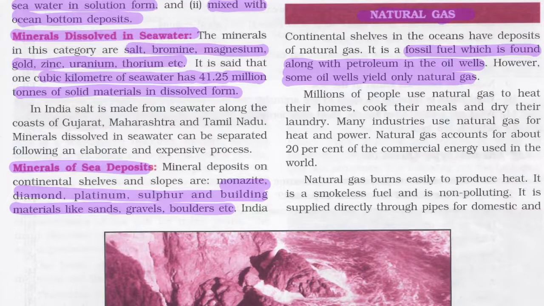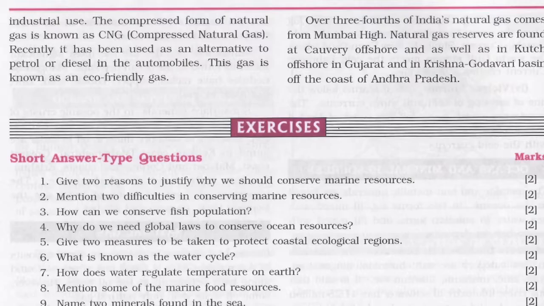Natural gas burns easily to produce heat. It is a smokeless and non-polluting fuel. It is supplied directly through pipes for domestic and industrial use. Natural gas is also known as compressed natural gas, that is CNG, and recently it has been used as an alternative to petrol or diesel in automobiles, and this is a very eco-friendly gas.